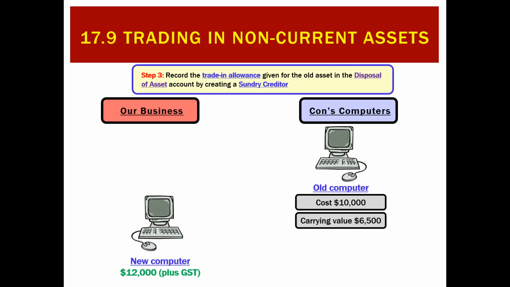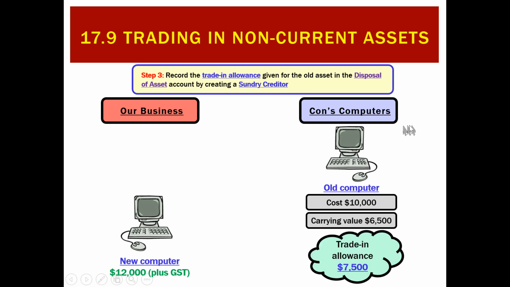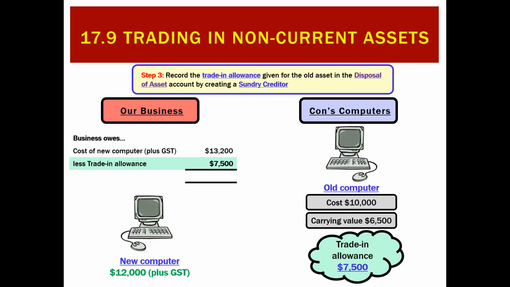So we traded, and then what the dealer did, Cons Computers, so the person that we're buying this from is over here, Cons Computers. Cons Computers gave us a trade-in allowance of $7,500. So looking at what we're going to owe Cons Computers, we're going to owe him $13,200 less the trade-in allowance he gave us, which means we'll owe him $5,700. So step three is we need to record this trade-in allowance.